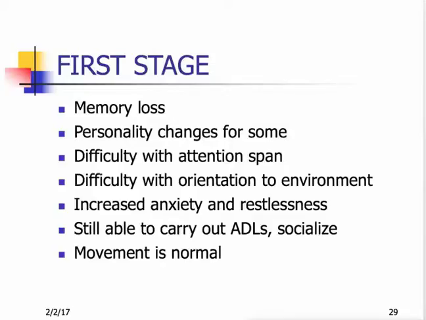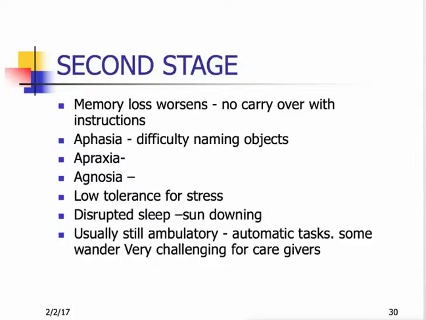difficulty with attention span, difficulty with orientation to the environment, increased anxiety, but the person's still able to carry out ADLs and socialize. Movement is usually normal. In the second stage, usually memory loss is worsening, and there's no carryover with instructions, so you'll have to do repetition. Aphasia, apraxia, agnosia, low tolerance for stress, so a little more anxiety, more disrupted sleep, sundowning. Usually the person is still ambulating at this stage.